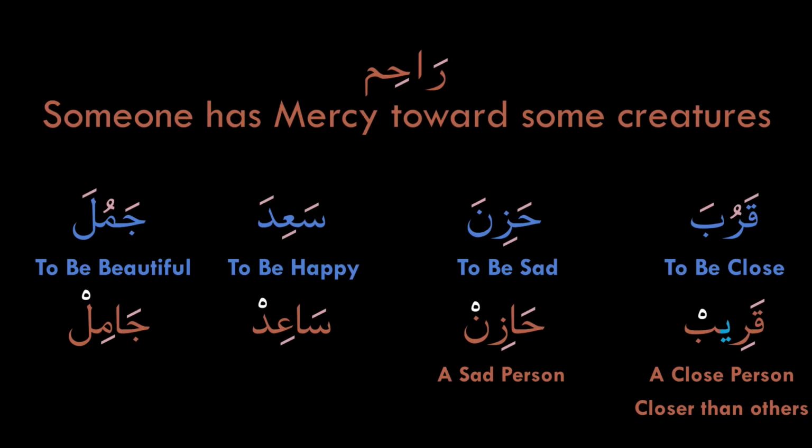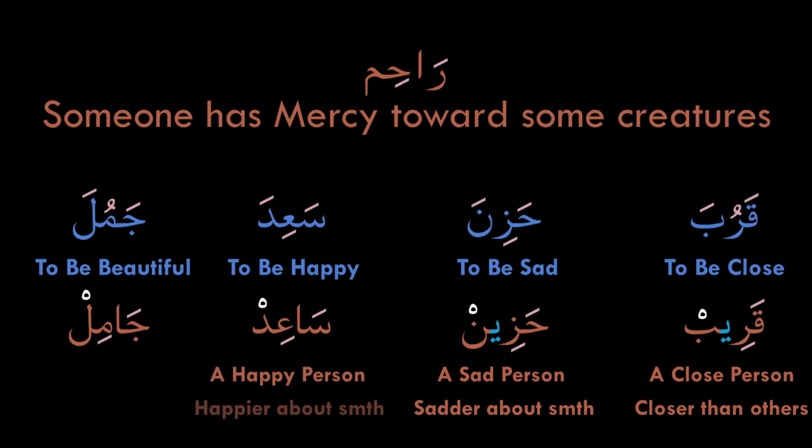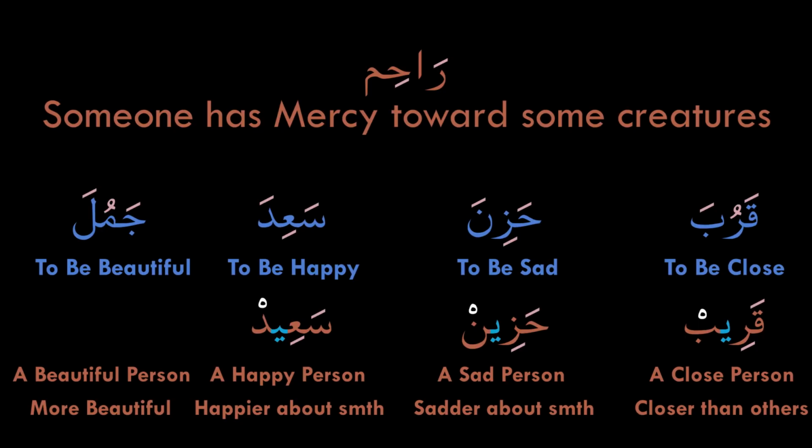What if this person is generally sad, but he is sadder about a specific thing? We say he is hazin instead of hazin. What if this person is generally happy, but he is happier about a specific thing? We say instead of sa'id that he is sa'id. What if this person is generally beautiful, but for example his beard in particular makes him more beautiful? So instead of jamil, we say he is jamil.